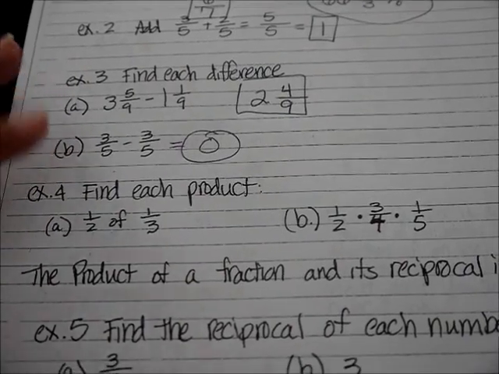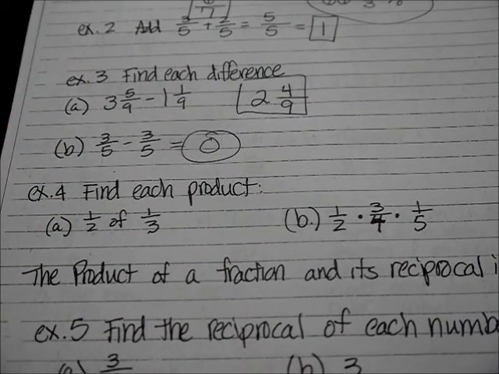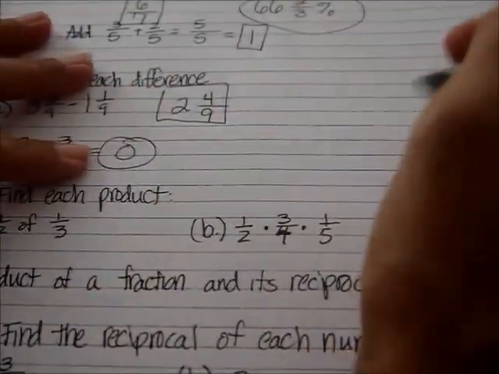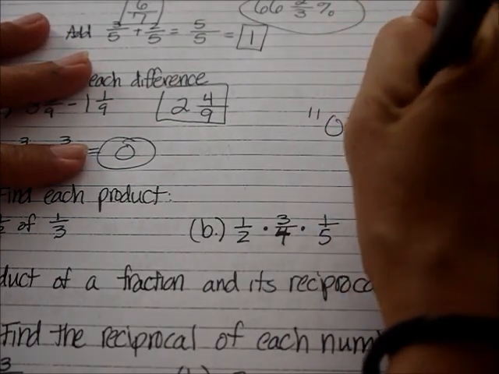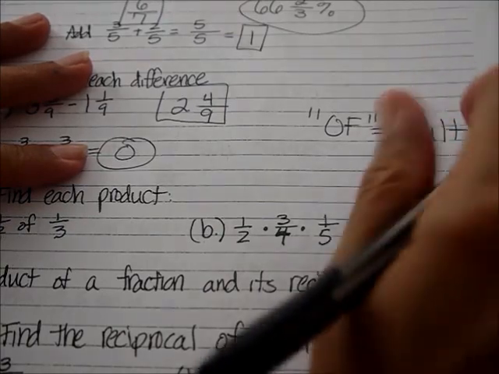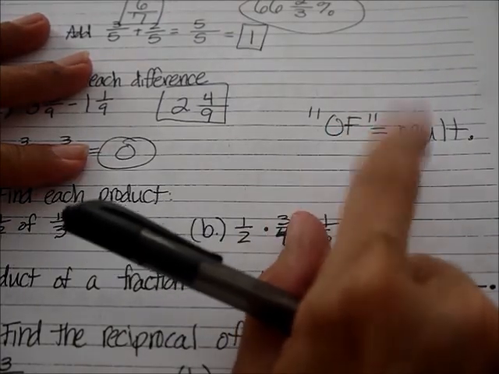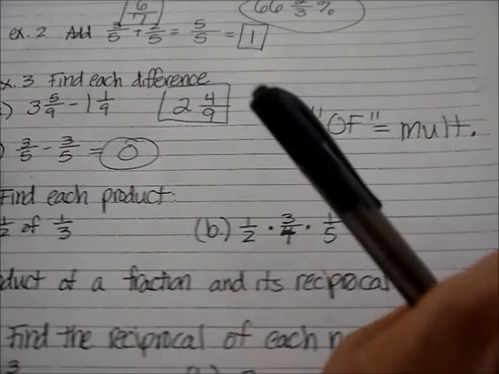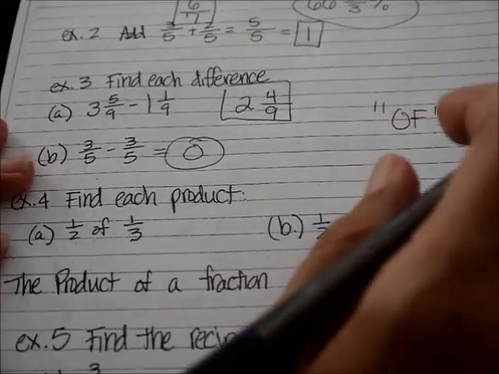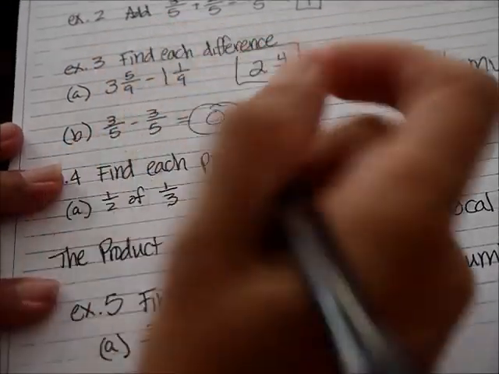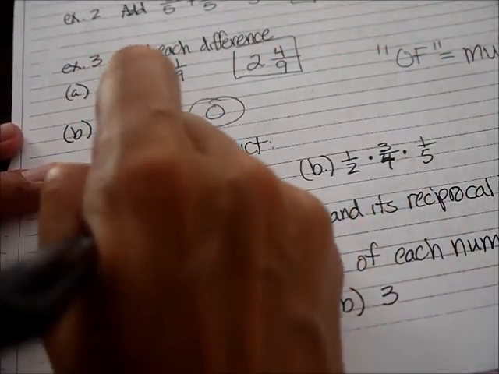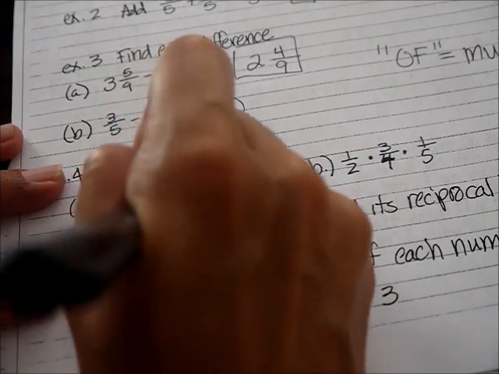All right. Example 4. Now we're going to do products. 1/2 of 1/3. Now I want you to remember that the word "of" means multiply. Maybe I'll write it right here. "Of" means multiply every time. Anytime you see the word "of," it means multiply times. Did I say that a billion times? Yes, I did, because it's important.